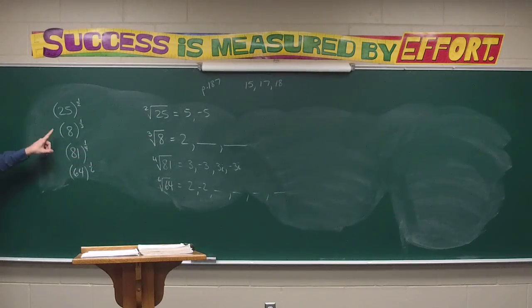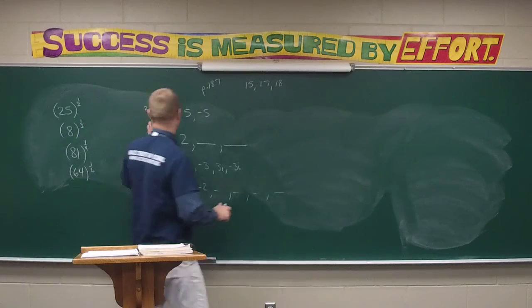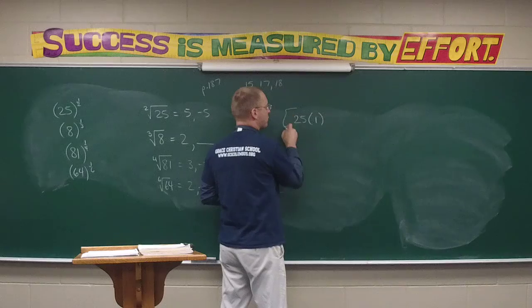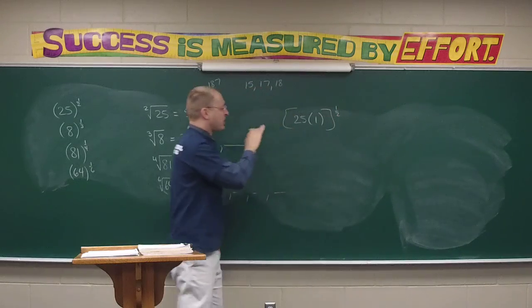And therefore, DeMoivre's theorem can be used in this form. The key is to start by writing the radicand as 25 times 1, for instance, here. But we're not just going to write a 1.